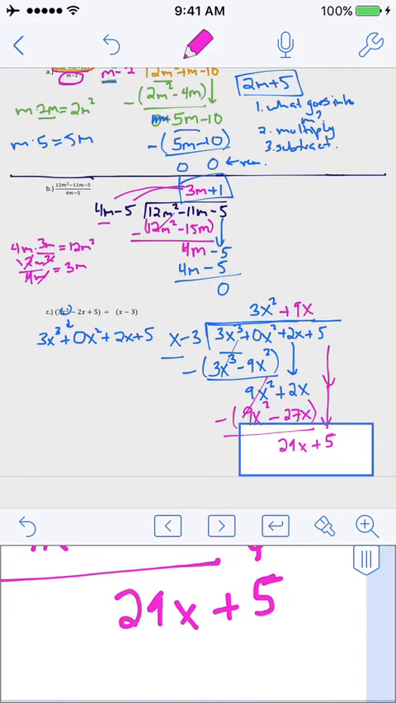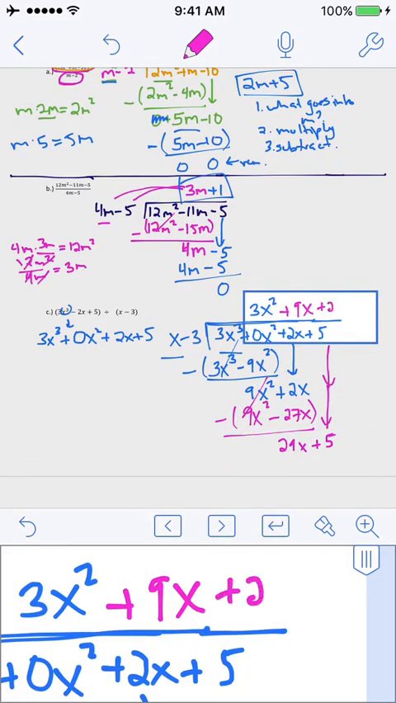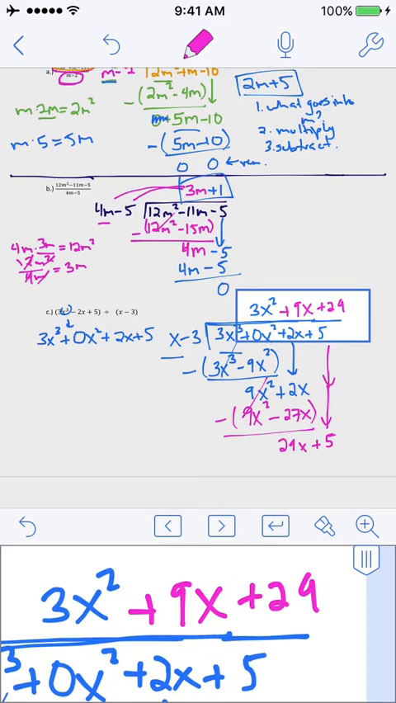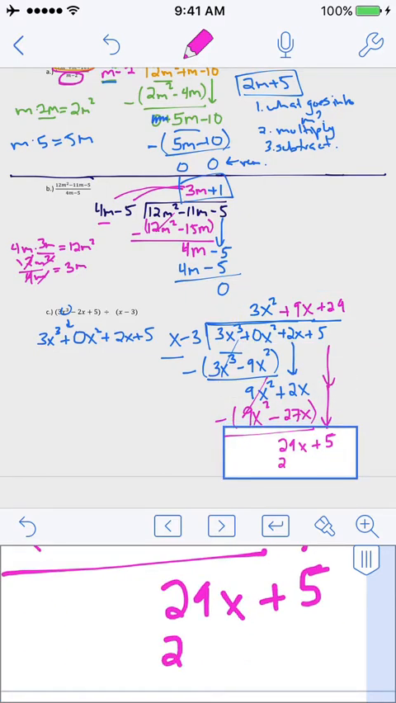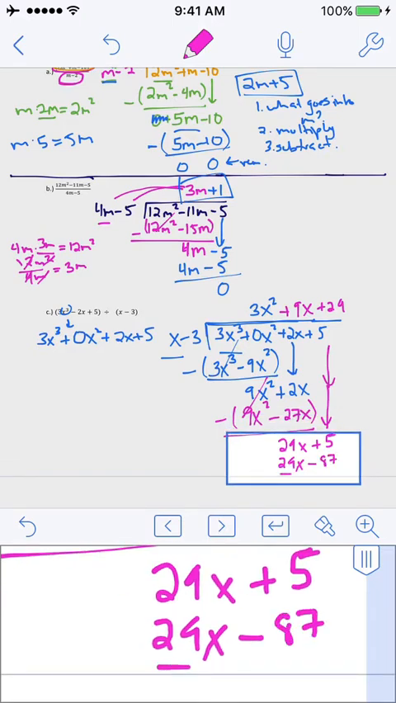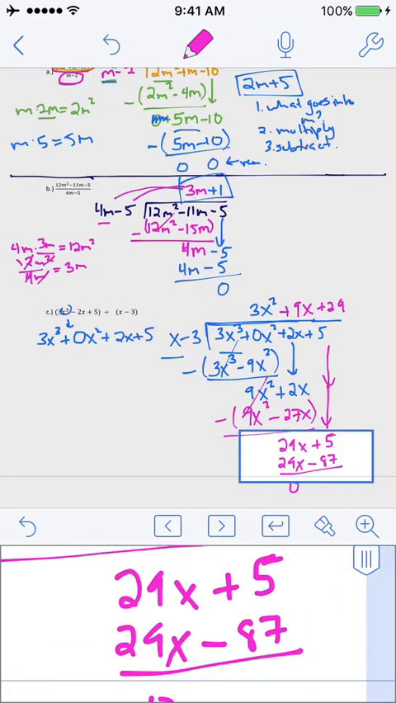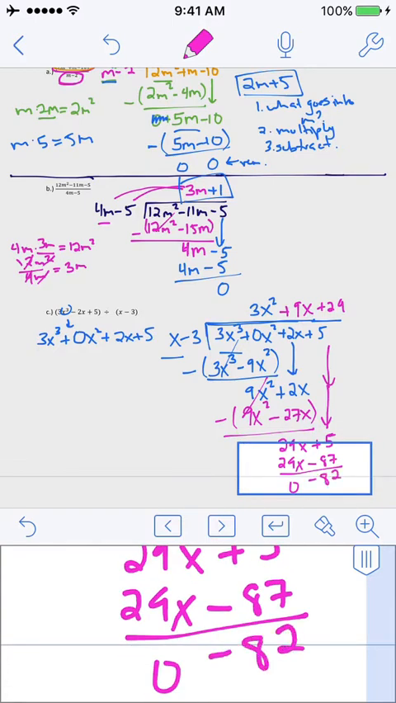Okay. Last round, how do I get an x to a 29x? I'm going to have to add 29. Multiply by 29, I end up getting 29x minus 29 times 3 is 87, negative 87. And then I will subtract. Well, I subtract to get 0 here, but this is a little different. 5 minus 87 is going to be negative 82. Negative 82. Suddenly my remainder is no longer 0.